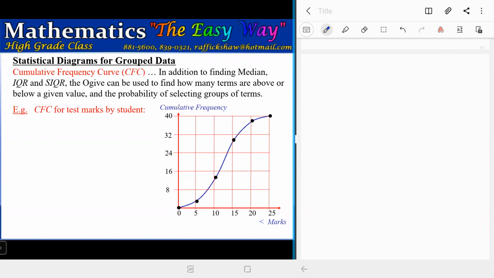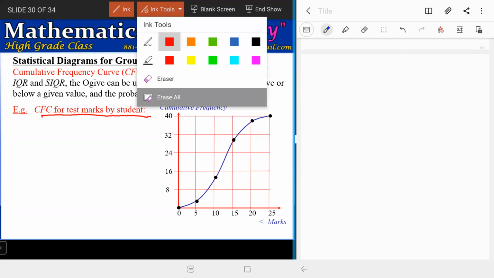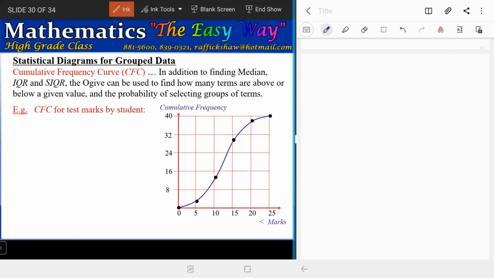So an example here. This example shows the cumulative frequency graph for the test marks obtained by some students. That's what the graph is showing. You know, some students are going to get low marks, some students are going to get high marks. The students with the low marks are the ones down here. The students at the top are the ones with the high marks. That's what the graph shows. The data is in ascending order. So these are the students.